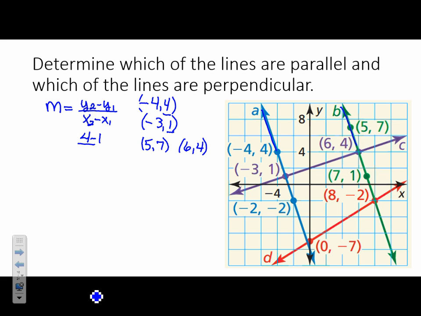4 minus 1. -3 minus 4. Minus a minus 4. 3 over 1. Slope is 1 for line A. Because in order to find the slope of the line, I have to know how much it's rising and how much it's running. Okay? So this one was actually falling. We did something wrong.